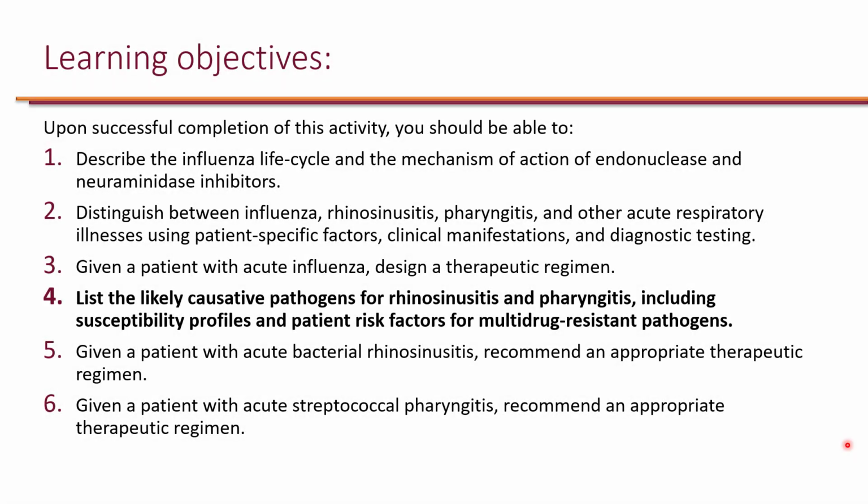We described the influenza life cycle and the mechanism of action of endonuclease and neuraminidase inhibitors. We distinguish between influenza and other acute respiratory illnesses, and given a patient with acute influenza, we designed a therapeutic regimen. Now, list the likely causative pathogens for rhinosinusitis and pharyngitis, including susceptibility profiles and patient risk factors for multidrug-resistant pathogens.